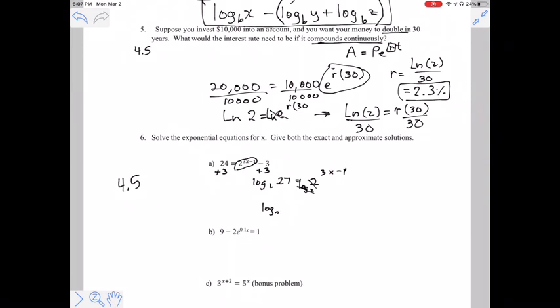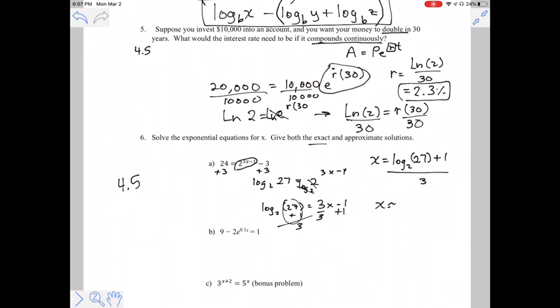So log base 2 of 27 equals 3x minus 1. Now we've got to add 1. And remember, you can't add 1 to that 27. It's just got to be log base 2 of 27 plus 1. And then we divide the whole thing by 3. So the exact form of this solution is log base 2 of 27 plus 1, divided by 3. This is the exact form.